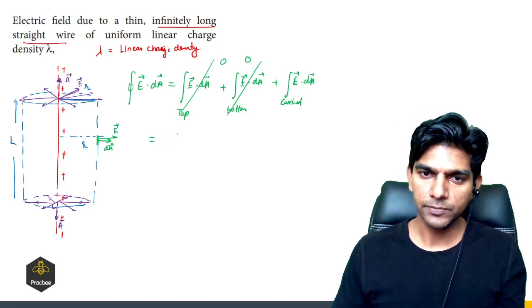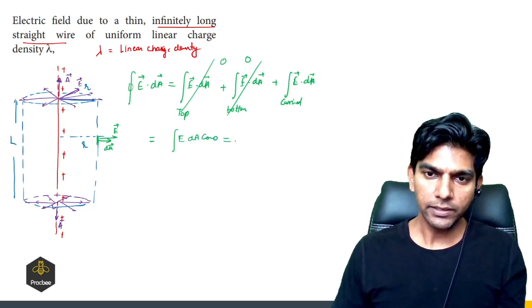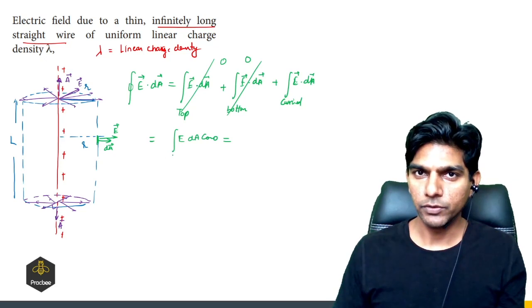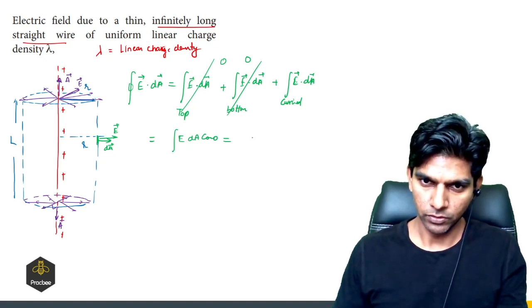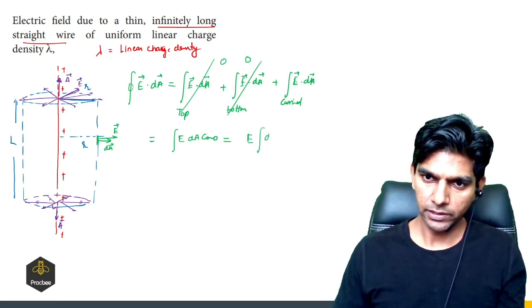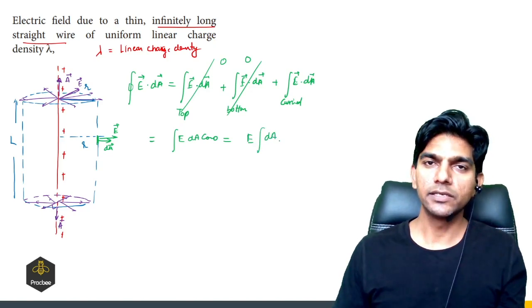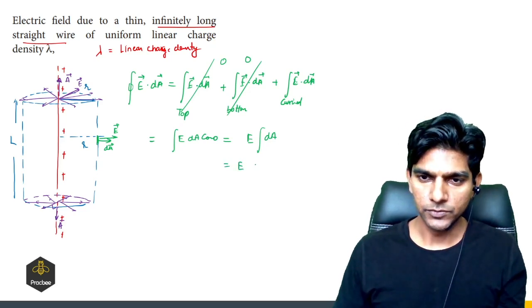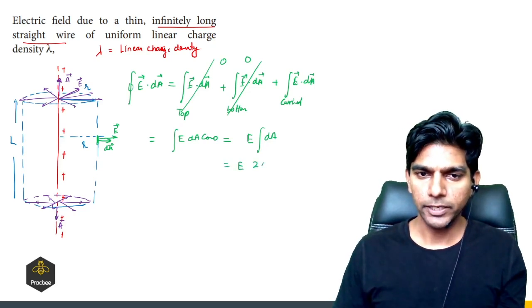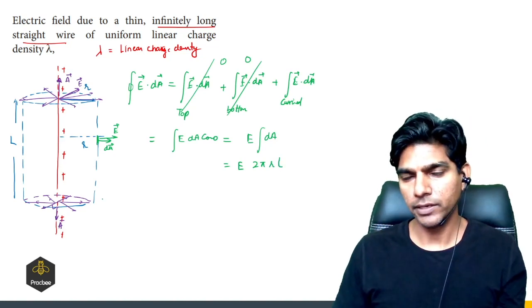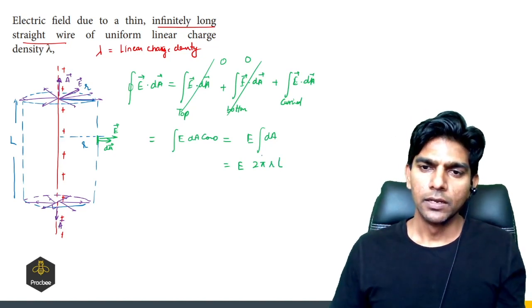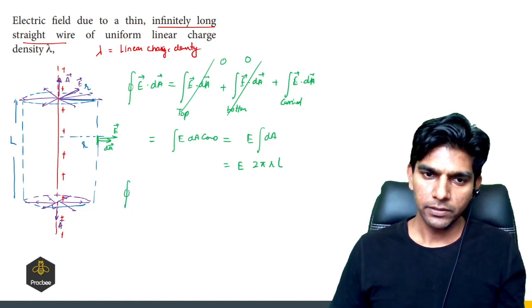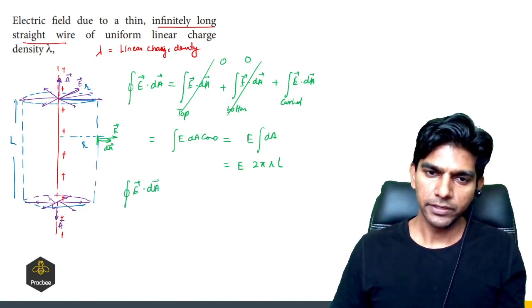So this can be written as integral E dA cos 0. And we can bring E out of the integral because E has a constant magnitude on this curved surface. So E will come out, leaving integral dA. And integral dA is nothing but the total surface area of the curved surface. It's a curved surface of a cylinder, so 2 pi r L. And by Gauss's law, integral E dot dA can be written as Q enclosed by epsilon naught.